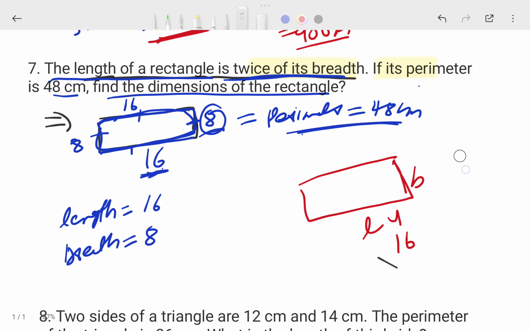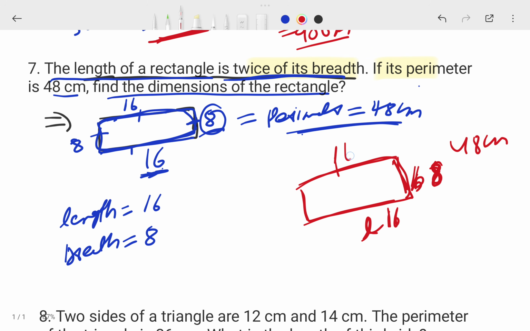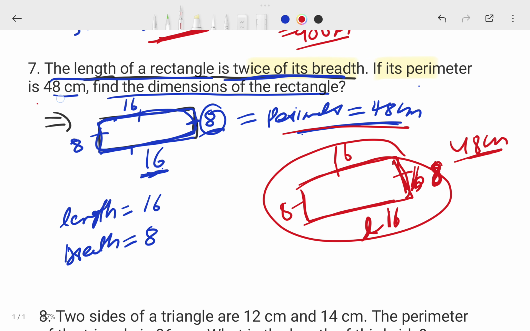This question tells us that we don't know the length and breadth, but the sum of the whole boundary is 48 centimeters. So you have to find the length and breadth. There is one condition: if the breadth is 8, then the length has to be 16. So let's take the breadth as 8 and the length as 16. The opposite sides are also 16 and 8. When we add these together, we get 48 centimeters, which is the perimeter. The perimeter is already given, so it's done. Our length is 16 and breadth is 8.